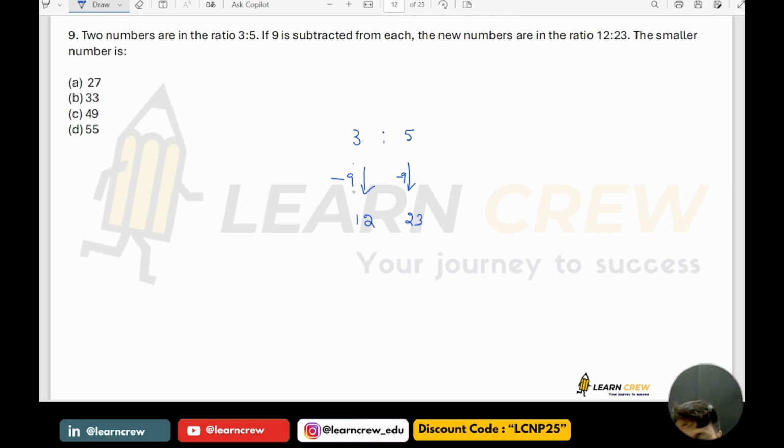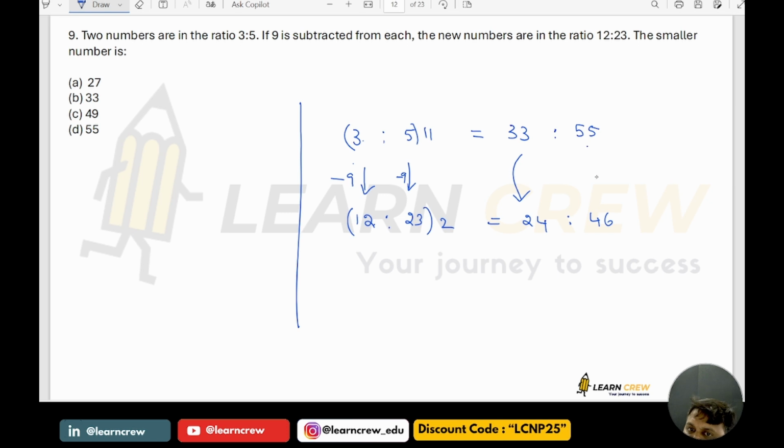So here in this case, there is a regular procedure, but I will first explain the shortcut. In the first ratio, what is the difference? 2. In the second ratio, what is the difference? 11. With the difference of the second ratio, multiply the first one. With the difference of the first ratio, multiply the second ratio. Now how much are you going to get? 11 3s are 33. 11 5s are 55. 12 2s are 24. 23 2s are 46.